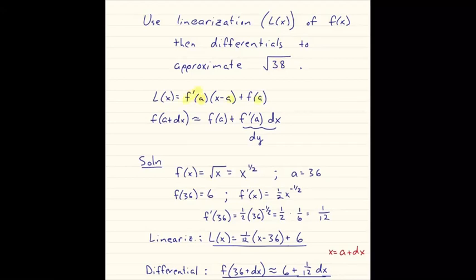The rest of it is just the method of finding the derivative. f of x equals root x, and evaluating root 36 and x minus 36, and all these values coming together here. Similarly, you can do the same for the differential. Again, a is going to be 36, and the function f is going to be the square root of x, and then you just have to find dx by doing x minus a, or x minus 36, or 38 minus 36. All that's done down below.